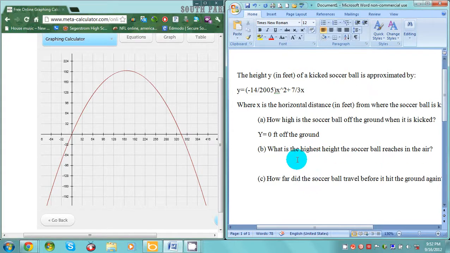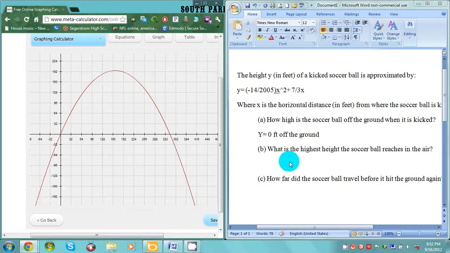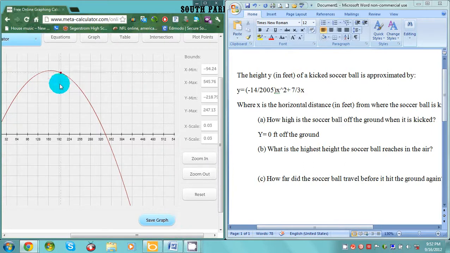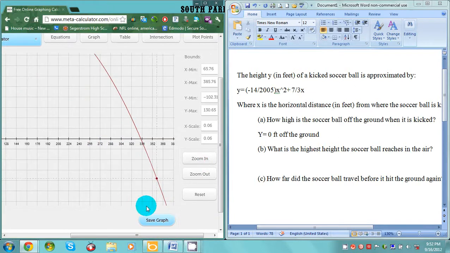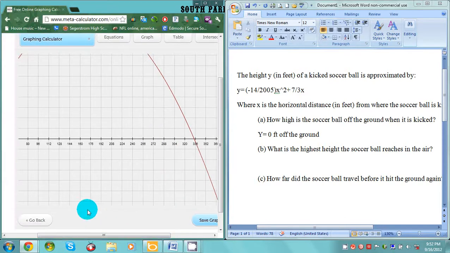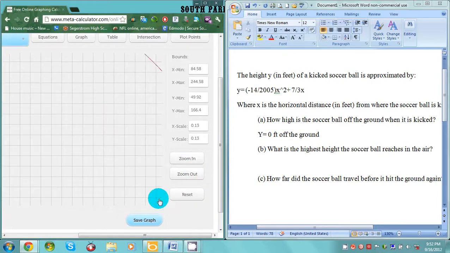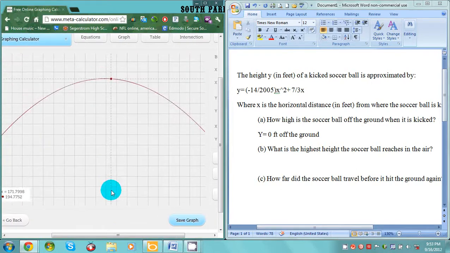It says the highest height the soccer ball reaches in the air. What is it? Like I said, I don't have a graphing calculator, and that's just asking for the maximum. So what I'm gonna do is zoom in to this point right here. It's a really large graph, it goes all the way to 352 or something. So I'm just gonna zoom in. I zoomed in the wrong place, guys. There it is. Keep zooming in. I think it's right there.